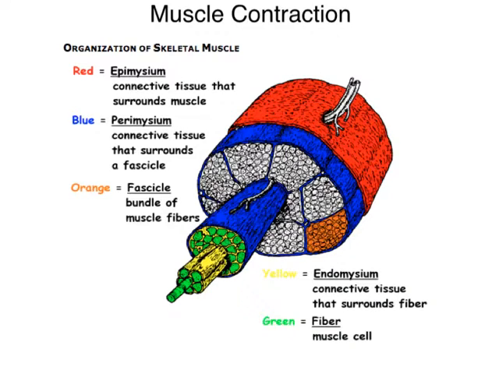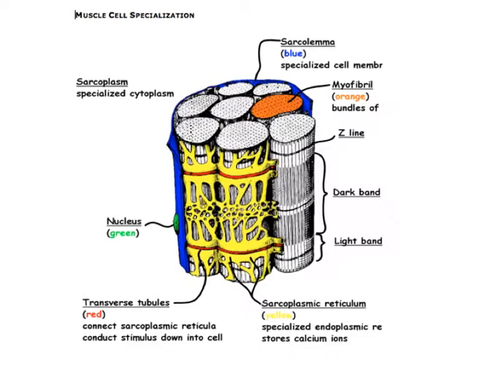Now what we're going to do is zoom in a little bit on this and see what it is composed of. So here we have an actual muscle cell, and a muscle cell has very specialized parts because it's a specialized type of cell. For instance, it has a sarcolemma, which is a specialized cell membrane for this particular type of cell. And then the sarcoplasm is the cytoplasm, a specialized cytoplasm for a muscle cell.